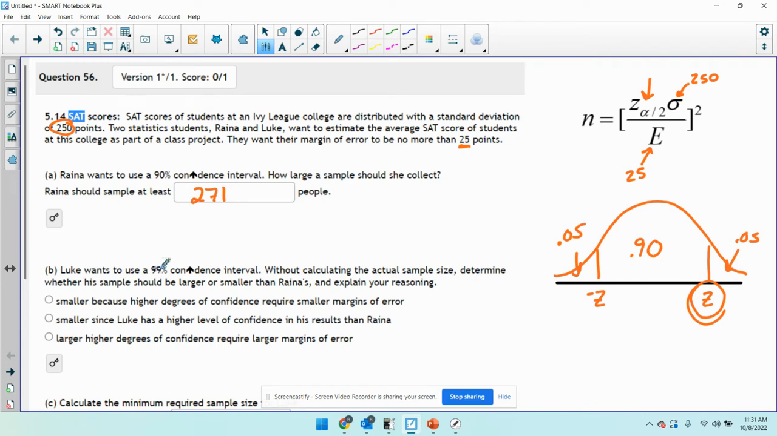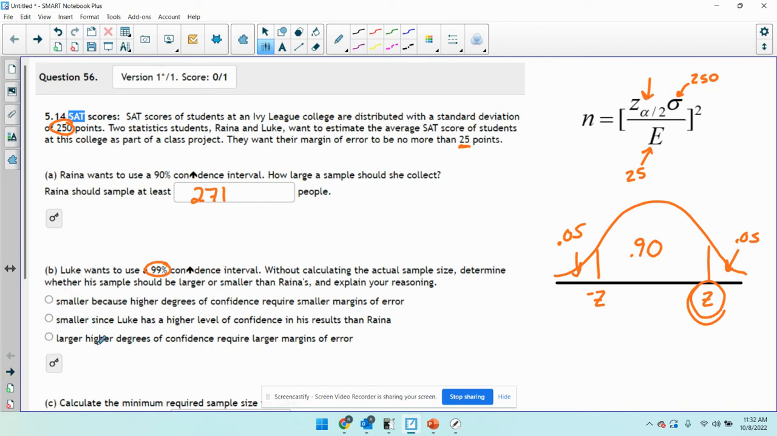Luke wants to use a 99% confidence interval. So he wants to be more confident. Okay. Without calculating the actual sample size, determine whether his sample should be larger or smaller than Raina's. He wants to be more confident. Okay. If we're increasing his confidence level, then we want our sample size to be larger. If we ask more people, the results we get from asking more people will solidify our confidence. So if we raise the confidence level, then we're going to select a larger sample size.